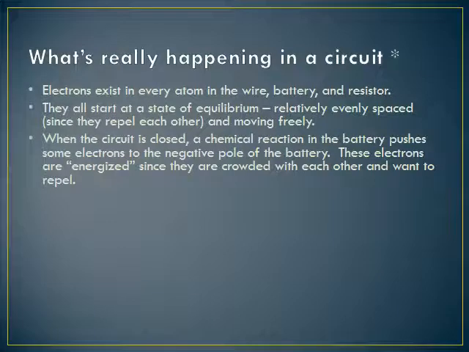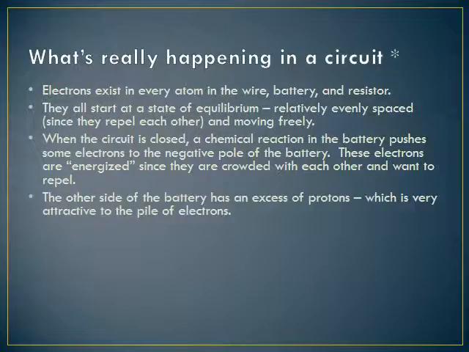When the switch closes the circuit, a chemical reaction inside the battery pushes electrons from one side of the battery to the other, which becomes a negative pole. We call these electrons energized because they're packed together with each other and they want to repel. Now there's something inside a battery called a salt bridge that prevents electrons from going backwards through the battery. So we end up with a big pile of electrons on one side.